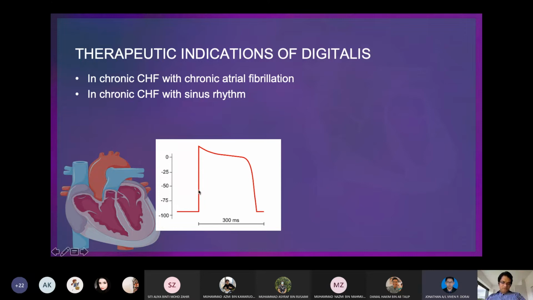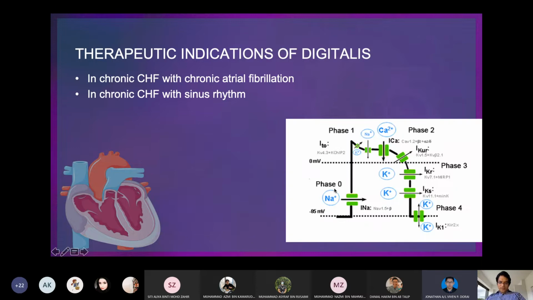0, 1, 2, 3, 4. Okay. So rightly he said. I don't know how many of you know, but phase zero is very, very important, because this phase leads the ventricular muscle from the resting membrane potential to the spike potential. In phase zero, there is a massive rush of sodium from the extracellular space into the ventricular muscle.